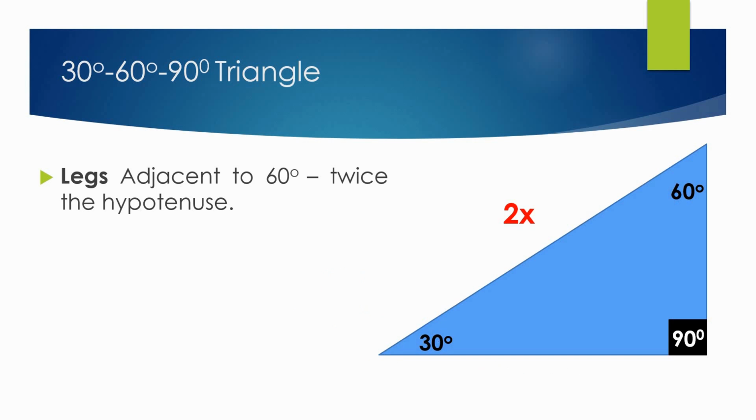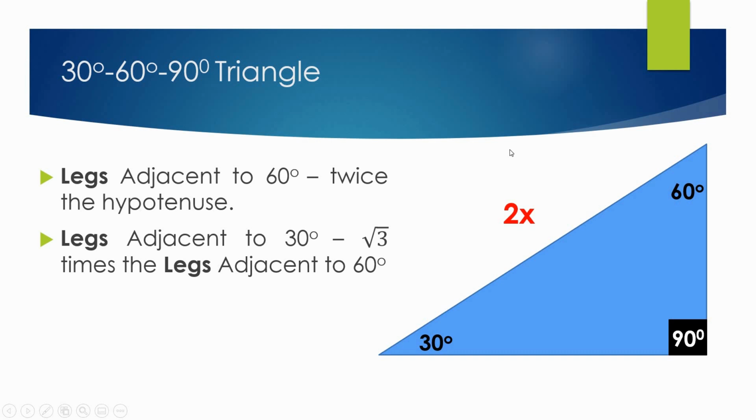What does this mean? Adjacent to 60 degrees, twice the hypotenuse. So, this will be x. And then the leg adjacent to 30 degrees is square root of 3 times the leg adjacent to 60 degrees. So, what does that mean?